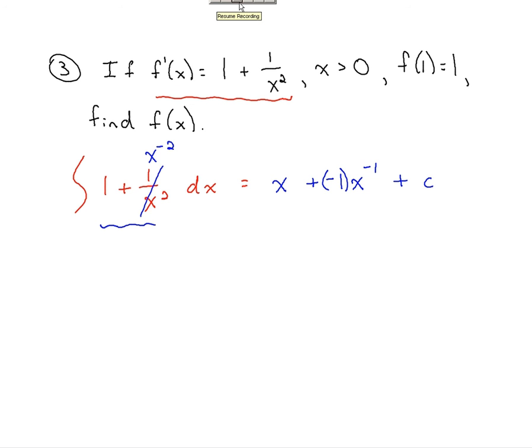All right, so what we found here is our original function, because we took the antiderivative of the derivative of that function. So f of x equals x. And since I got the negative 1 there, yeah, I'll say minus. In fact, since I have a negative 1 there as a power on the x, I'll say minus 1 over x. All of that plus c.